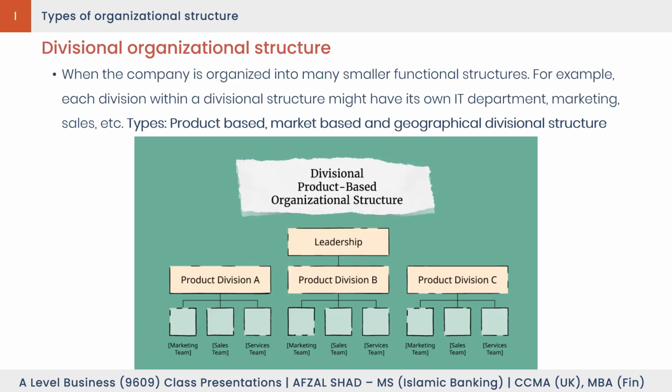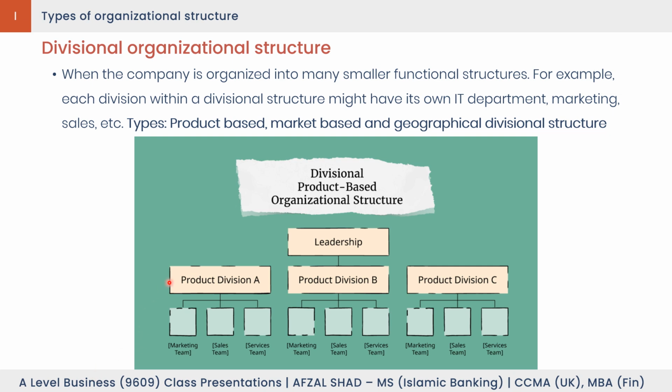Then the divisional organizational structure. So what is a divisional organization structure? Have a look at the division. Over here it is just opposite to the functional organization structure. In functional organizational structure, we were dividing the structure on the basis of their functions. All of the marketing in all of the regions would be under one department.